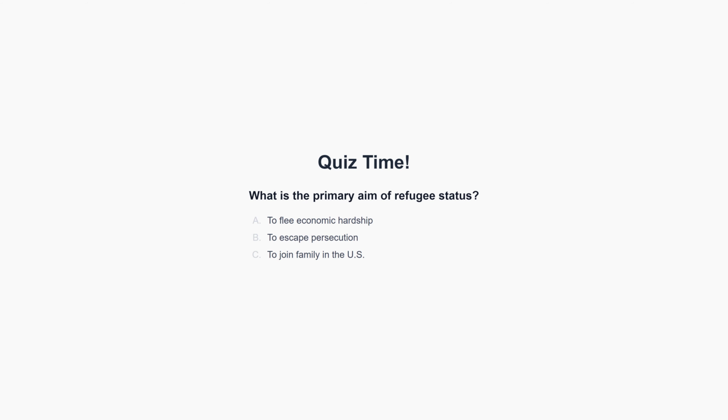What is the primary aim of refugee status? Is it to flee economic hardship, to escape persecution, or to join family in the U.S.? You may pause the video now to think about the answer. We will discuss the correct answer in the next section of the video.